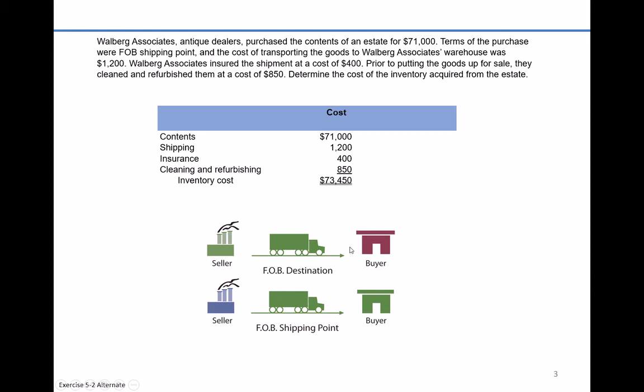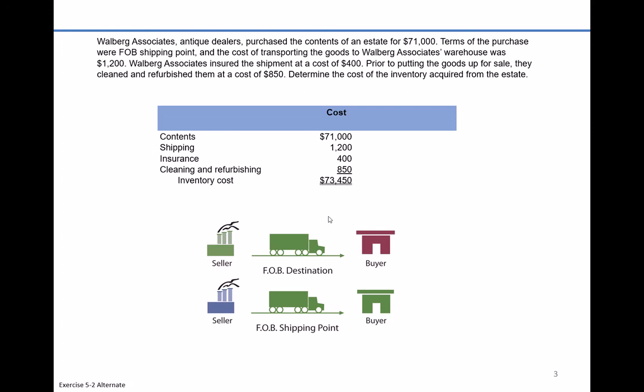FOB shipping point is different. Here, title transfers the moment that it leaves the seller's shipping dock. So as soon as it gets loaded onto the common carrier, then possession changes, title changes at that very moment to the buyer. Well, since the buyer owns it en route, therefore the buyer pays the cost for having it shipped en route. When it's FOB shipping point, that delivery cost is a cost the buyer incurs, so therefore it becomes part of the cost of the inventory.